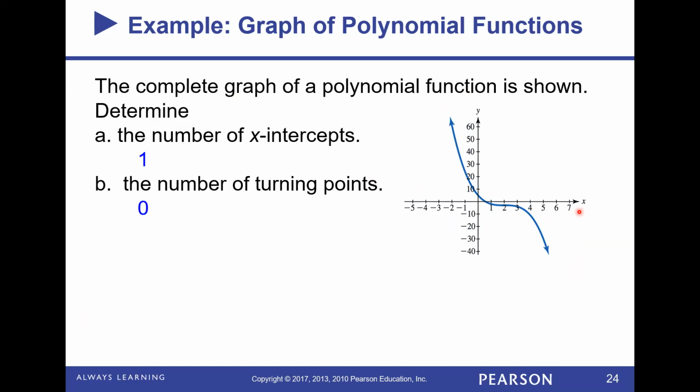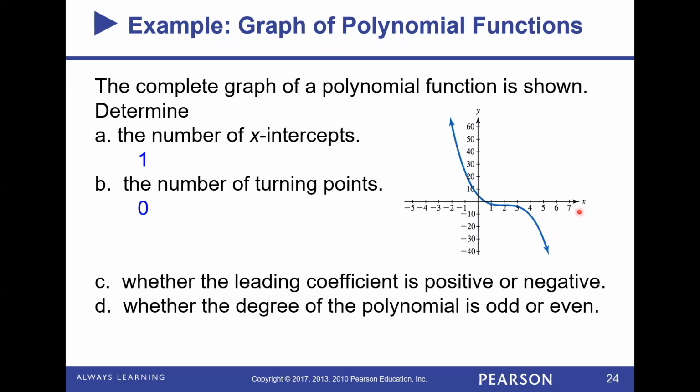Now, the next question is whether it's a positive or negative leading coefficient and whether its degree is even or odd. I notice here I'm straight up and straight down. That automatically tells me it's odd, because I've got one end up and one end down. And again, look to the far right of the graph. Where does that behavior go? It goes down, so we're negative, because negative means down.